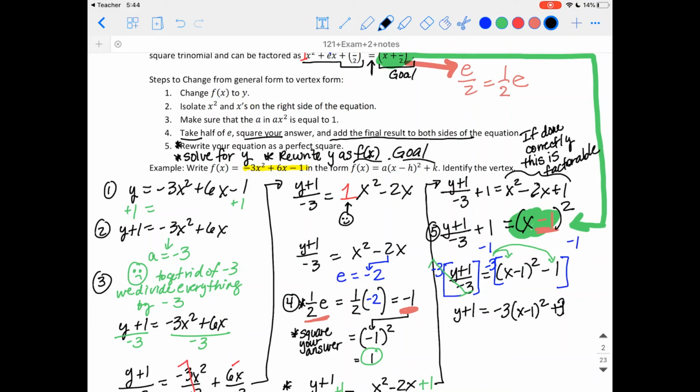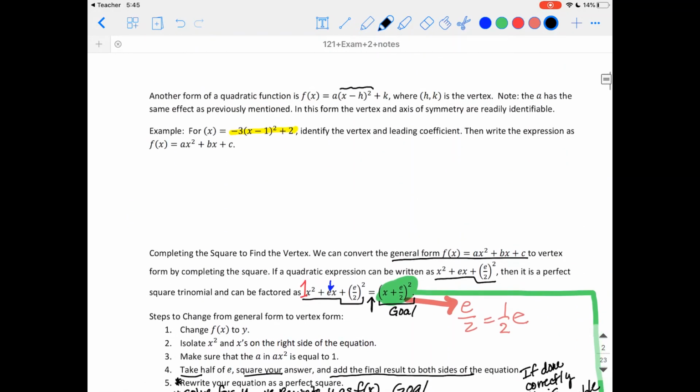The y is almost by itself. I need to get rid of that plus 1, so I'm going to get rid of the plus 1 by subtracting 1. And that's going to be right here. And then we get y is equal to negative 3 parentheses x minus 1 squared plus 2. And that definitely jives with what we have up here at the top. There it is.